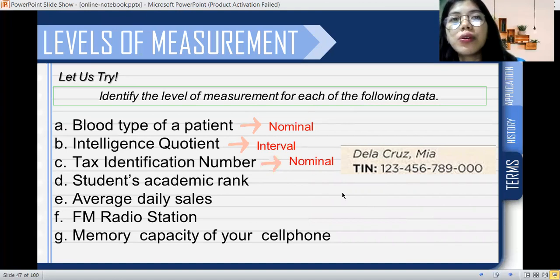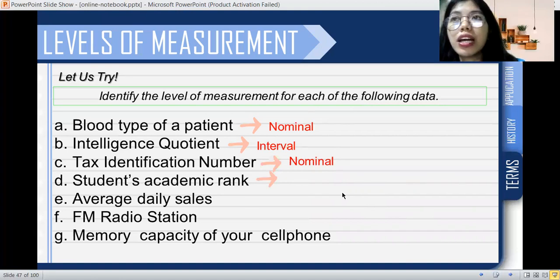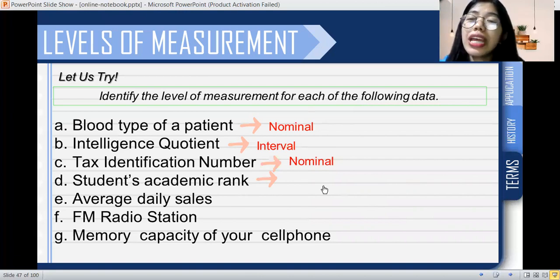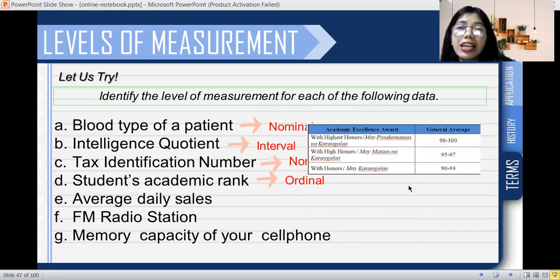Okay? So, next one, we have the student's academic rank. Now, meron na tayong clue dito. It is an ordinal. Ayan po. Dahil meron po tayong order. Like for example, with highest honors, yung mga may grade ng 98 to 100. With high honors, yung 95 to 97. And with honors naman is yung 90 to 94. So, meron po tayong order dito. Starting from with honors hanggang sa with highest honors.